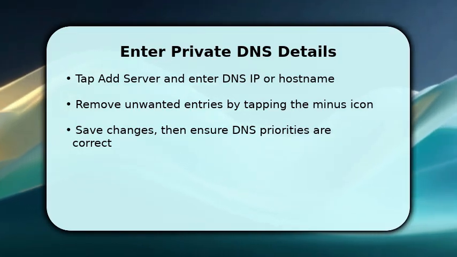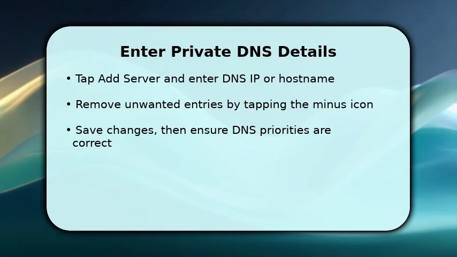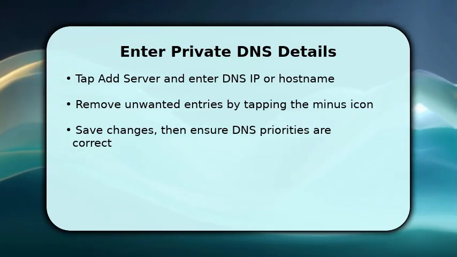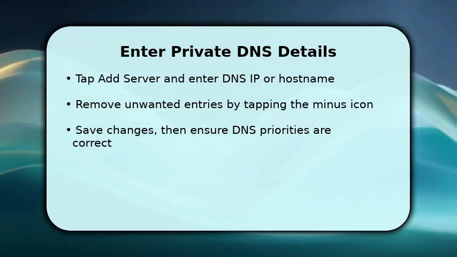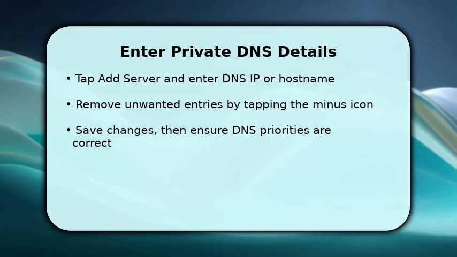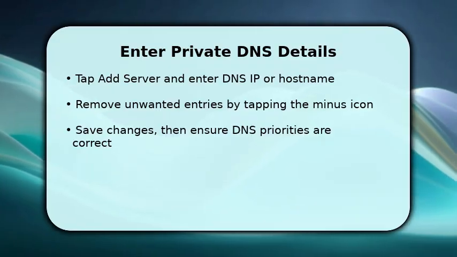You can remove undesired servers by tapping the minus icon and deleting them. Make sure you leave at least one valid entry. Once entries are correct, tap Save to apply. This step changes where your iPhone resolves domain names, which affects speed and filtering.